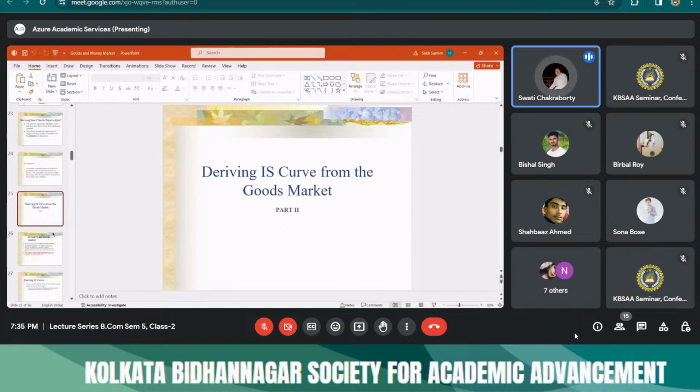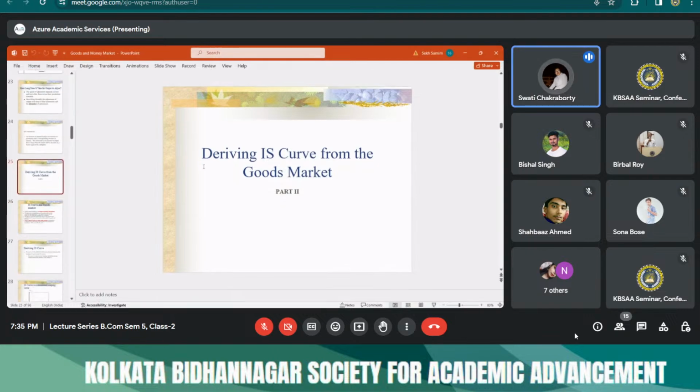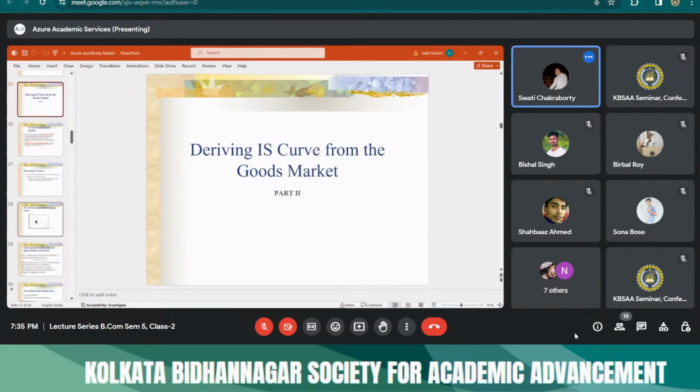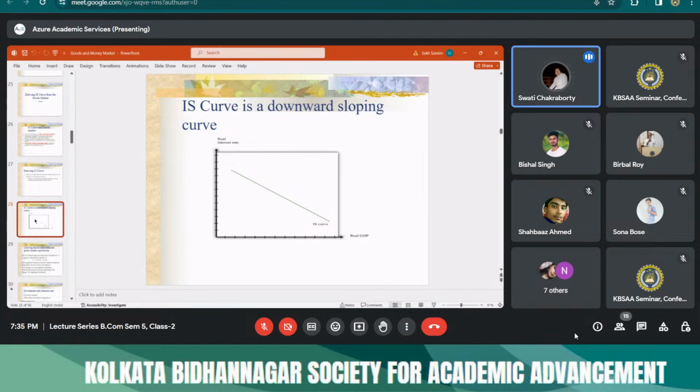So first of all, what is the IS curve? The IS curve is the relation between interest rate and output. The IS curve is downward sloping, which means there's an inverse relation between interest rate, that is I or R as we say, and Y. Can we go to slide number 28, please? Yes, this is how it looks.